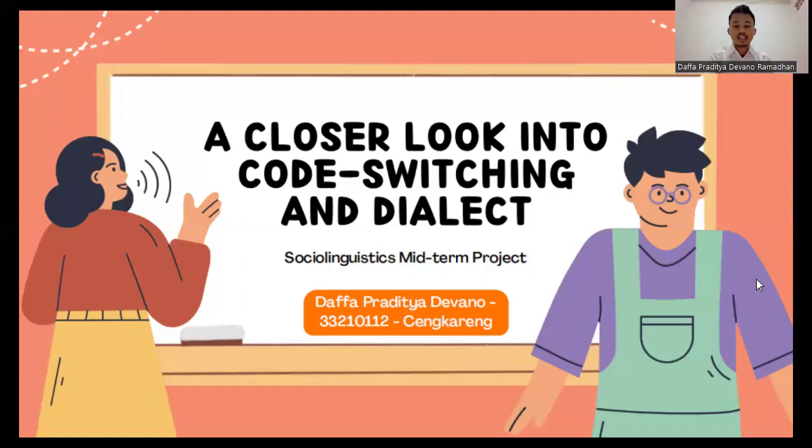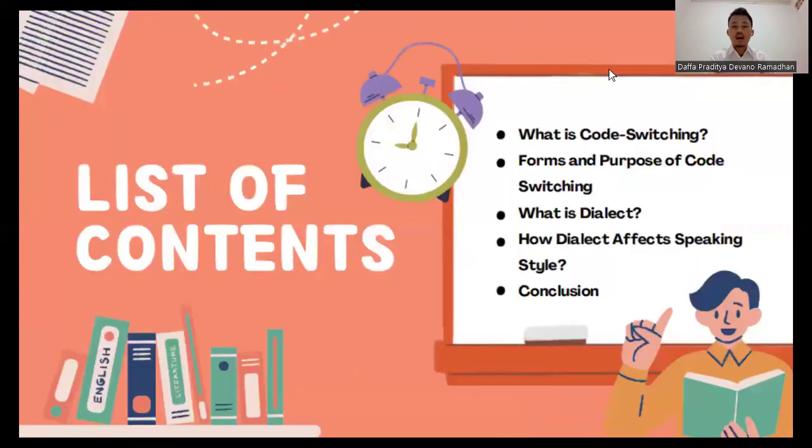So let's get to the next slide. There are 5 points that we would like to disclose to you all. The first is what is code switching, and then the forms and purposes of code switching, and what is dialect, and the fourth one is how dialect affects speaking style, and then last but not least is the conclusion. All right, let's get into it.